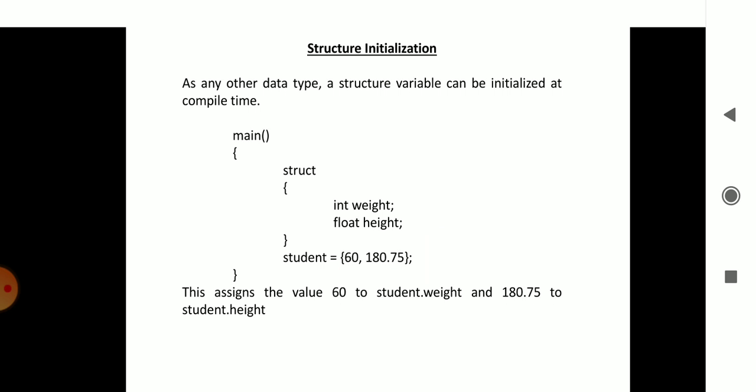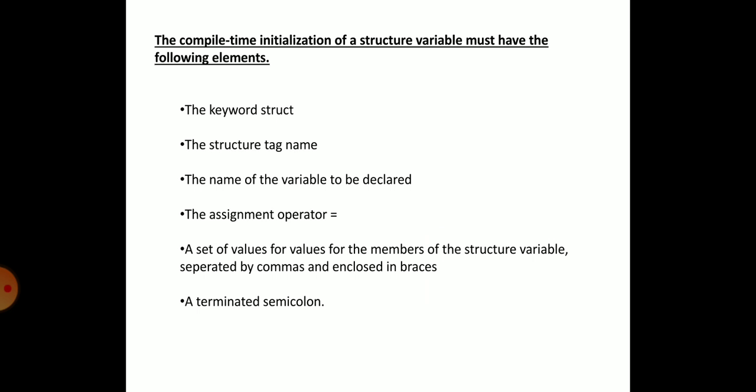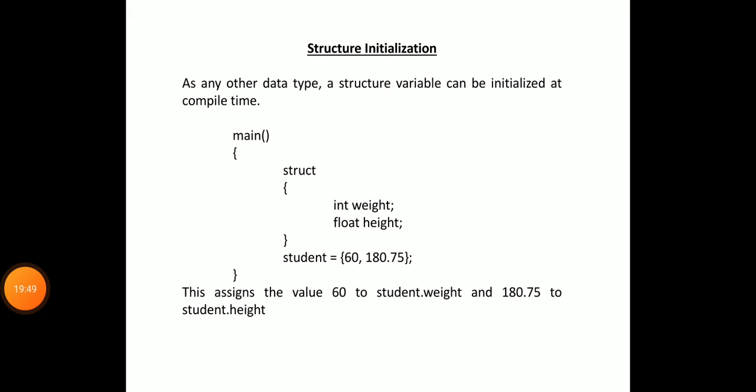But the compile time initialization of a structure variable must have the following elements. Let's see what are the elements that must be included while initializing the structure variable. First one, the keyword struct. It must contain the keyword struct and the structure tag name and the name of the variable to be declared, and the assignment operator equal to, a set of values for the members of the structure variable separated by commas and enclosed in braces. That is the way we have given here.